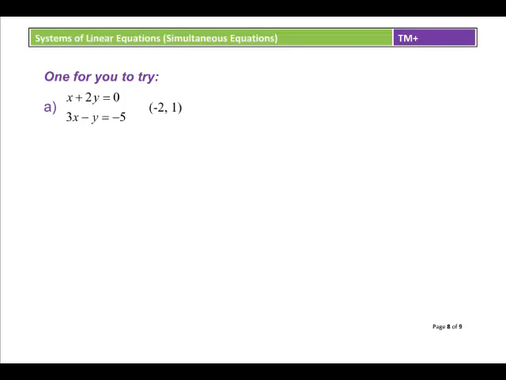Okay, now here's one for you to try. It's x plus 2y equals 0, 3x minus y equals -5, and it's asking whether -2, 1 is a solution. So you might want to pause the video now and try that one on your own. Okay, the solution is in the textbook. It's the second example.